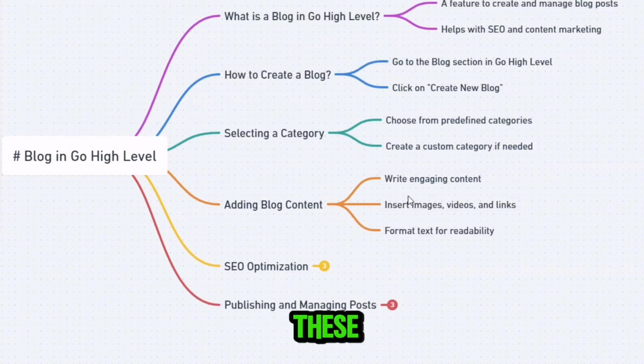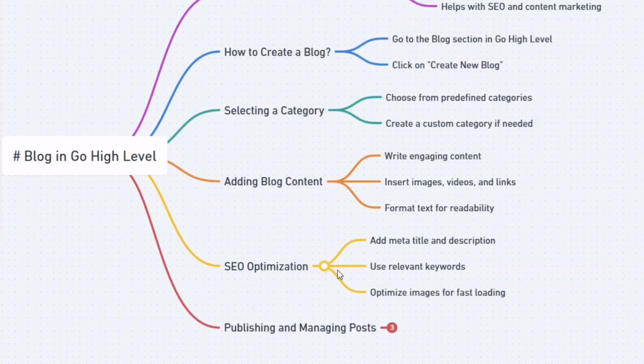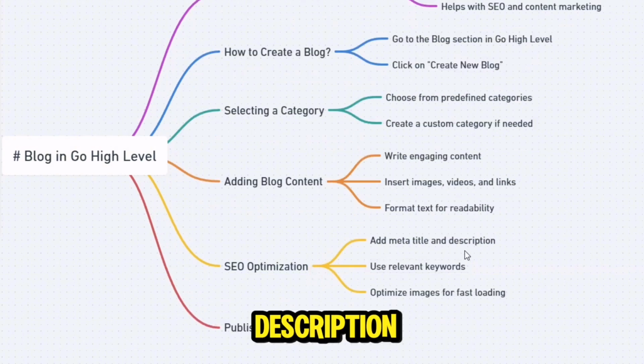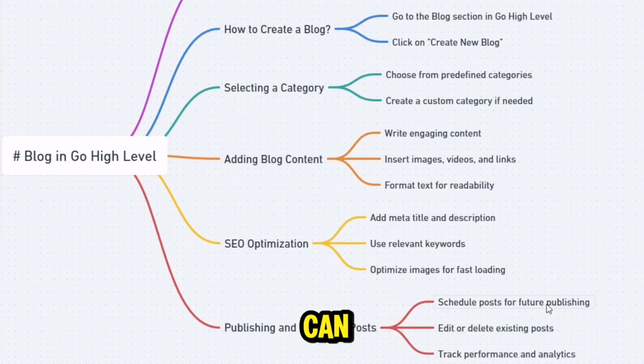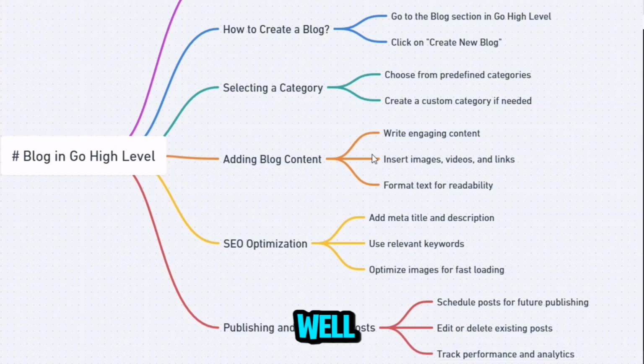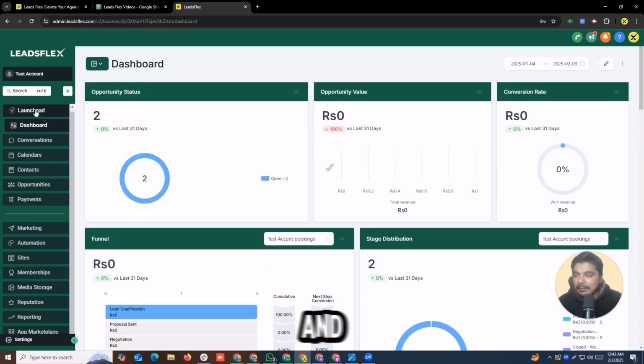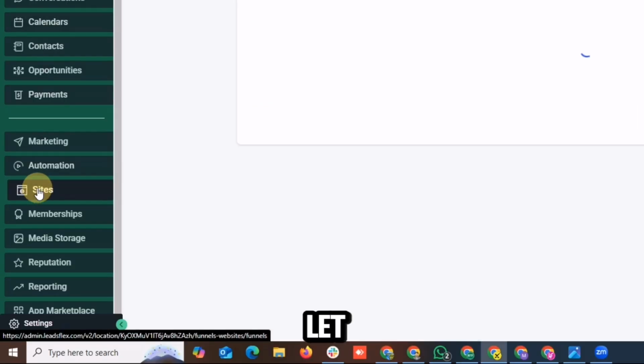We can do all these things: write engaging content, insert images, videos and links, and format text for readability. And you can also add a meta description for SEO purposes, relevant keywords for SEO, and image optimization as well. You can schedule posts for publishing in the future, edit, delete, and even track performance as well. So let's dive into Go High Level and I will explain each and everything in detail. So let me go to the site.